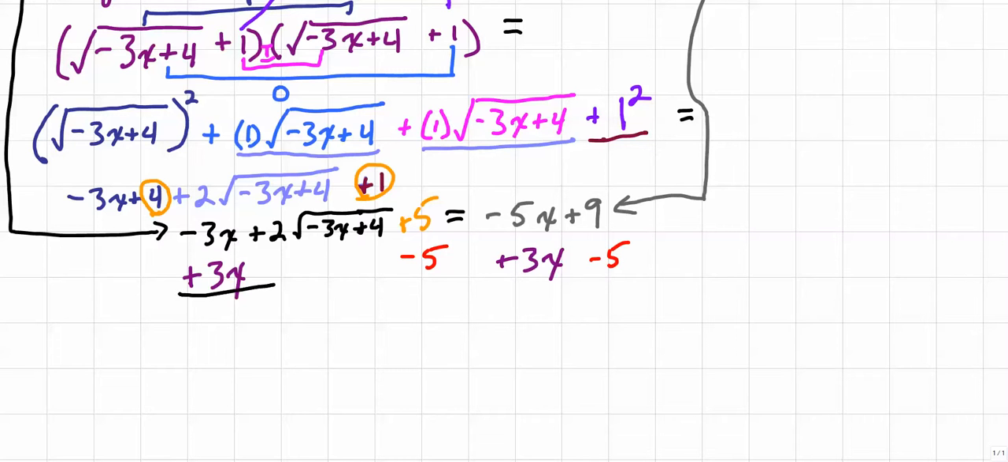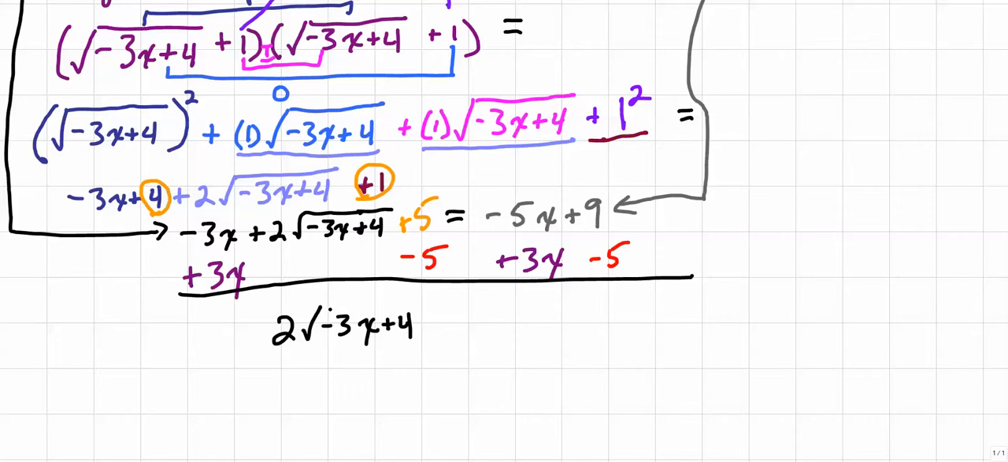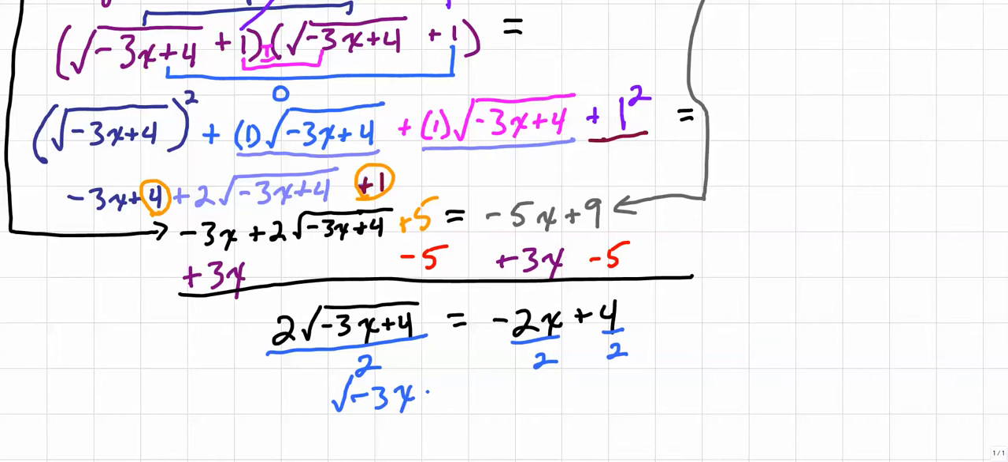That way I can simplify this and end up simply with 2 times the square root of negative 3x plus 4 on the left-hand side. And that will be equal to negative 2x plus 4 on the right-hand side. Once again, we'll go ahead and continue our simplification. We'll divide both sides of this by 2, which will give me the square root of negative 3x plus 4 is equal to negative x plus 2.